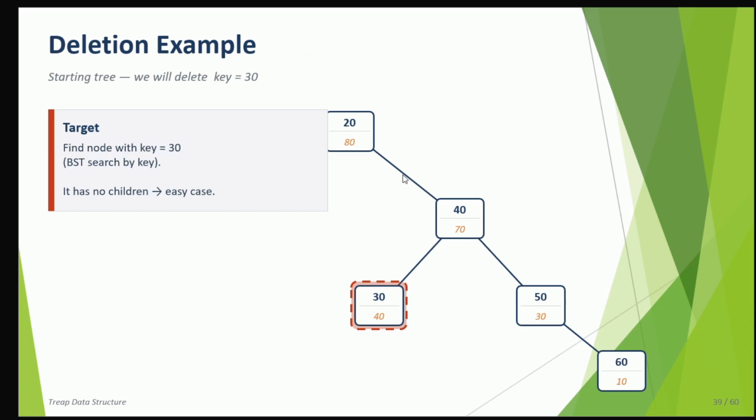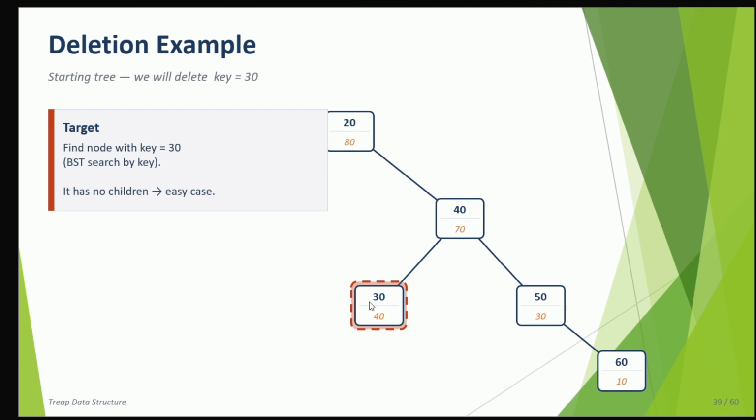Here, our first example is, let's see, we need to remove the node containing key value 30. So we'll first search for 30. 30 is greater than 20, so we'll go to the right. 30 is less than 40, so we'll go to the left.